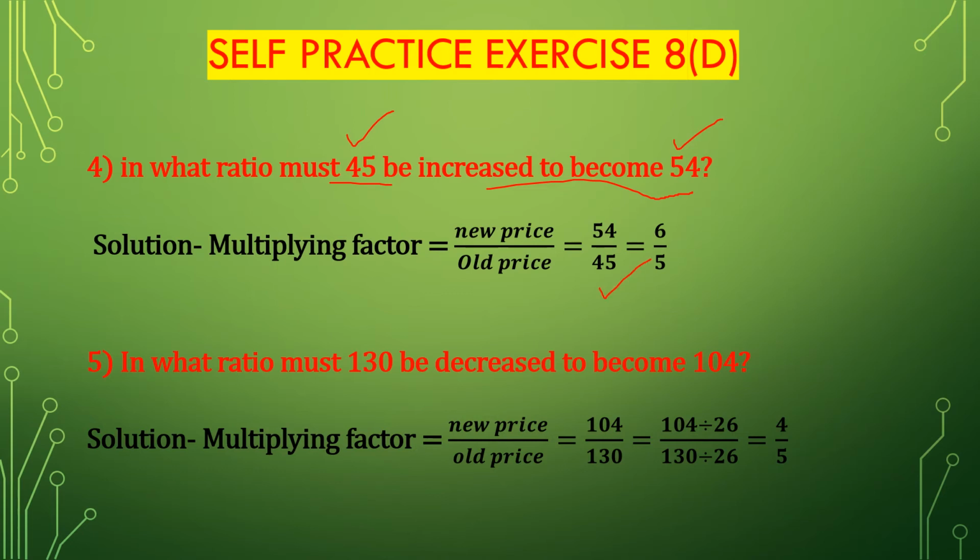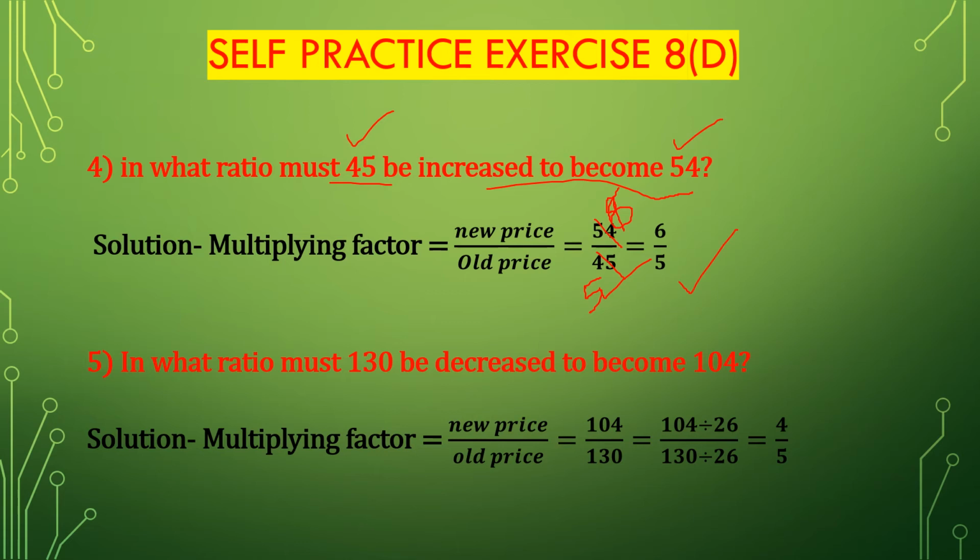Cancelling 54 with 9 and 45 with 9, we get 9 multiplied with 6 is 54, and 9 multiplied with 5 is 45. So we get 6 divided by 5. So the multiplying factor is 6 divided by 5.